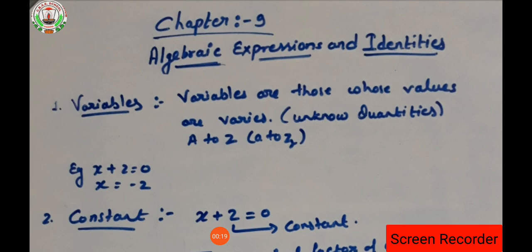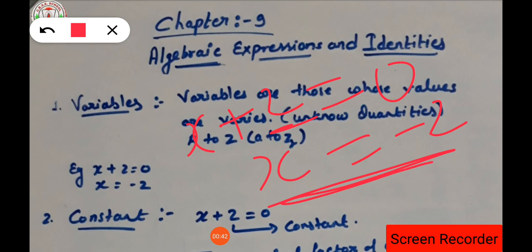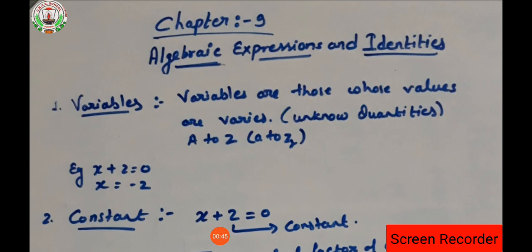Variables are the kind of values whose values vary. Suppose I have the expression x plus 2. While solving the equation x plus 2 is equal to 0, this 2 will be transposed from the left hand side to the right hand side, and it becomes minus 2. So what is the value of x? The value of x is minus 2. This kind of finding of values for some equations is said to be variables. Variables are generally denoted by a to z, either capital or small.